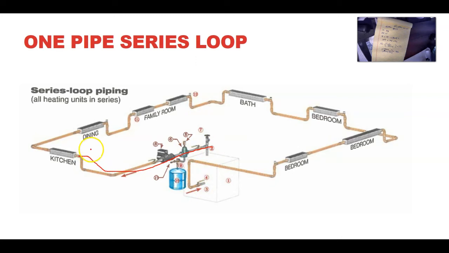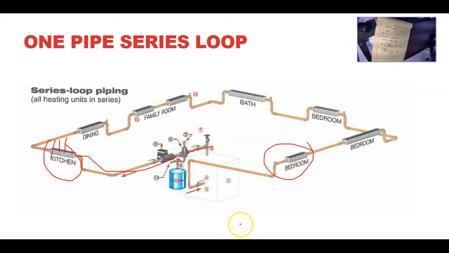This is going to be high pressure and high temperature, right? So the kitchen will get all the heat, but then the heat will be lost from here, and you'll go to the dining, then the family room, the bathroom, bedroom. By the time you go to bedroom 3, you will have almost no pressure, and the water is almost cold. So this is not a very good installation.